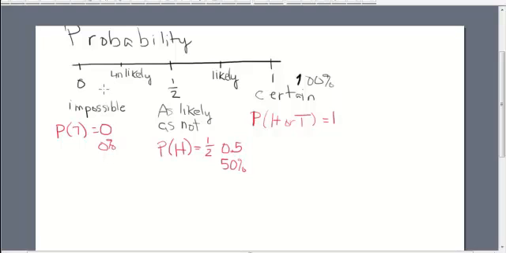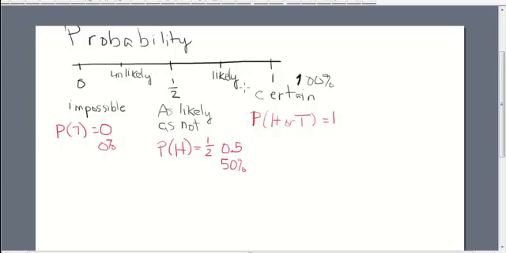Okay? Everything that occurs between 0 and 1/2 is in some range of unlikely. The closer to 0, the more unlikely. The chances of me guessing your locker combination would be pretty unlikely. Where maybe picking your favorite pair of shoes out of 3 or 4 pairs, I might have a better chance of guessing that.